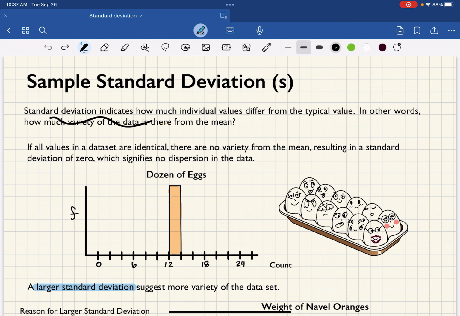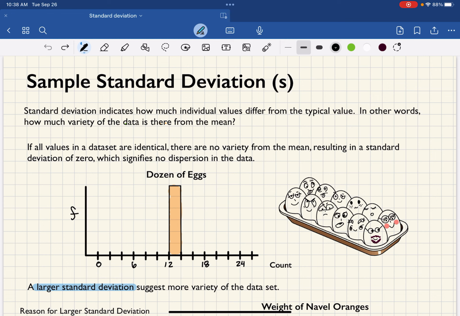So here it says, the standard deviation indicates how much individual values differ from the typical value. So the standard deviation tells us what is going on from the typical value. The typical value is the mean. What's going on below it and above it. In other words, how much variety of the data is there from the mean. The more variety or more difference there is from the mean, the standard deviation is going to change, because that's a way to measure the variation from the mean.